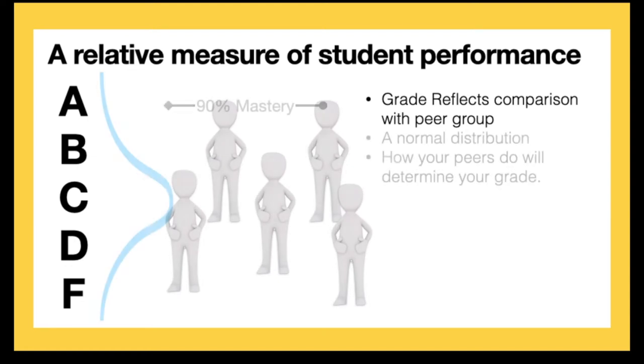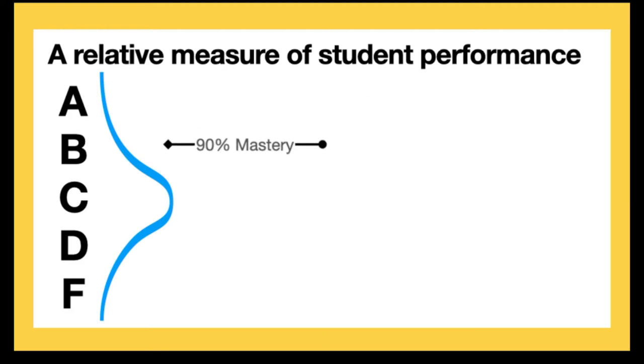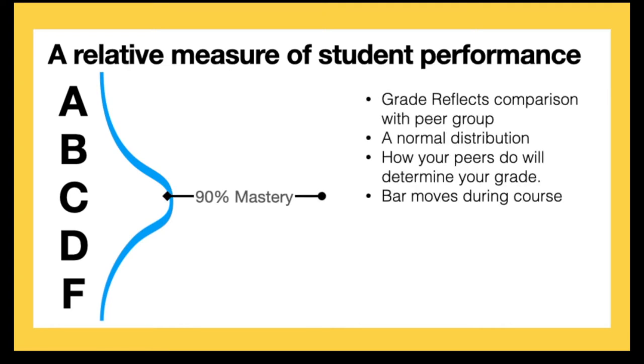So for example, you might have a 90% mastery of the material, which normally would get you an A in a course that is using an absolute measure of performance, but you happen to have the bad luck to be in a course that's filled with geniuses that have much higher level mastery than you do, and so that bar is moved down, and that 90% mastery is only going to get you a C in that course. Okay, so different peer groups are going to have different places or different bars that are going to be set.